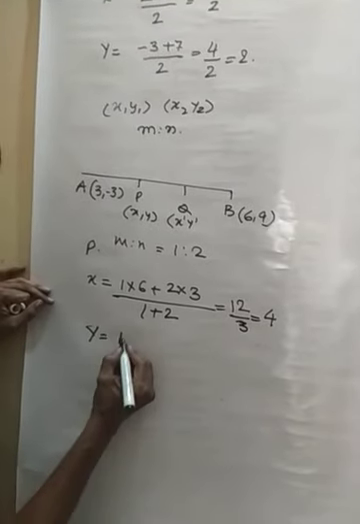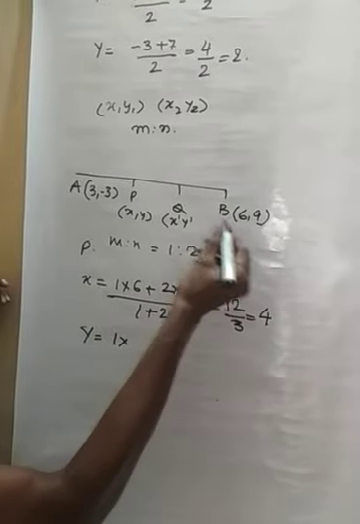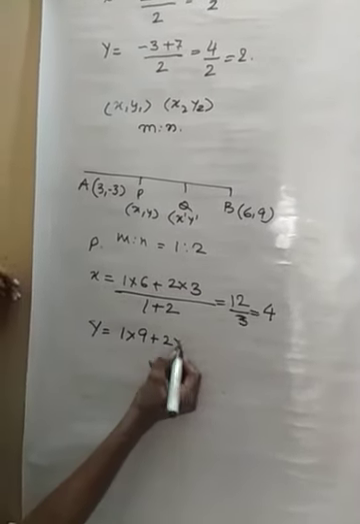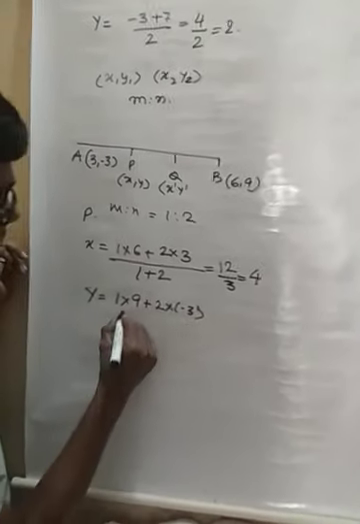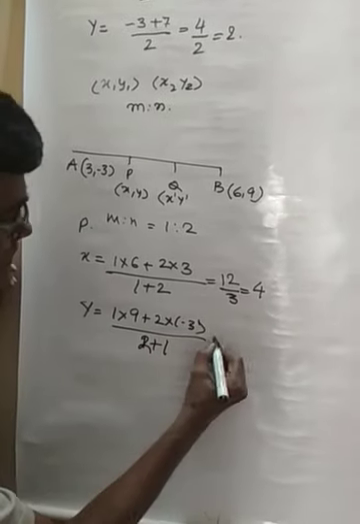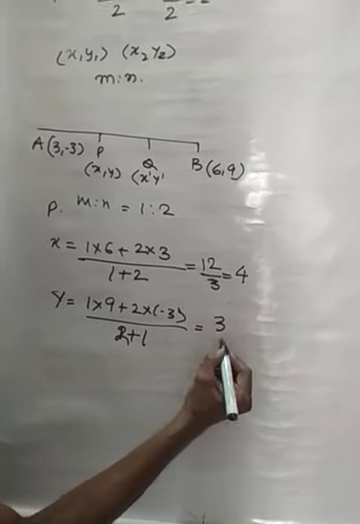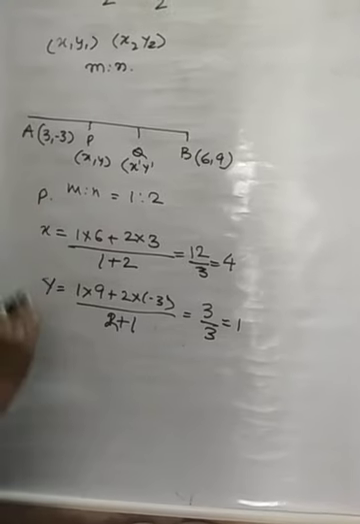So 1 into y2, what is my y2 here? 9, plus 2 into y1, minus 3, upon 2 plus 1, that is 9 minus 6. So you will get 3 upon 3, that is equal to 1. So I have solved the first part for you.